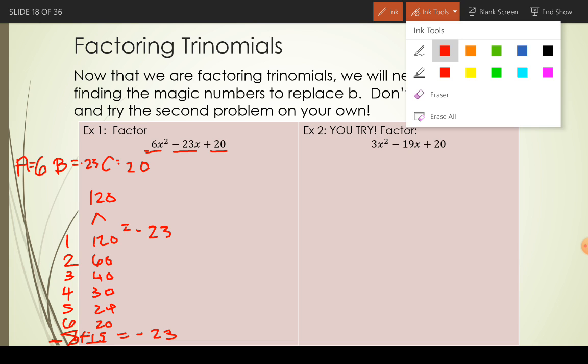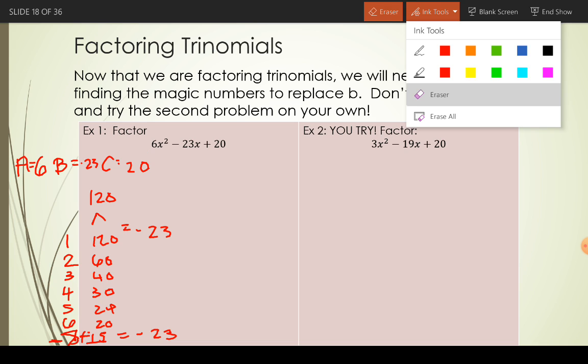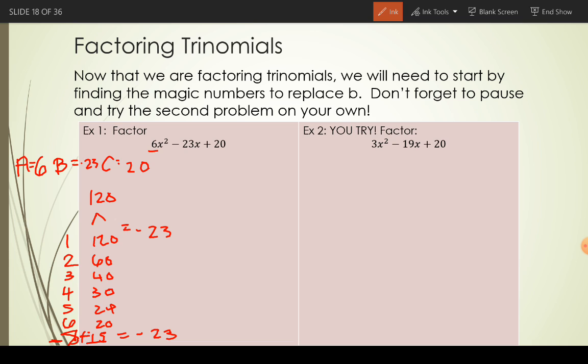So, back to our original problem because we need to substitute in these magic numbers. So, we're going to have 6x squared because that's the first one. We're going to write that down. And now we need to replace our negative 23x with our magic numbers. Make sure you add an x on the end. So negative 8x minus 15x, okay? And then we'll have plus 20 at the end.